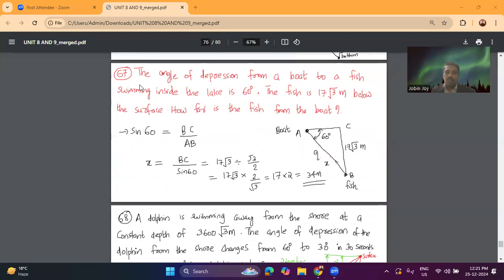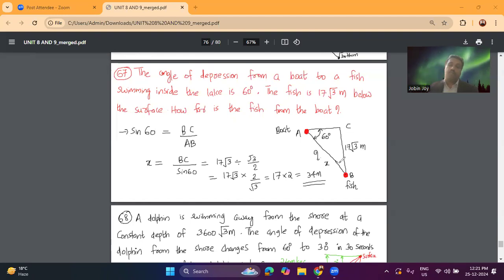Next question. The angle of depression from a boat to a fish swimming inside the lake is 60 degrees. So this is the boat and this is the fish. The angle of depression is given. It's 60 degree. The fish is 17 root 3 meter below the surface of the water. This is the surface of the water. How far is the fish from the boat?